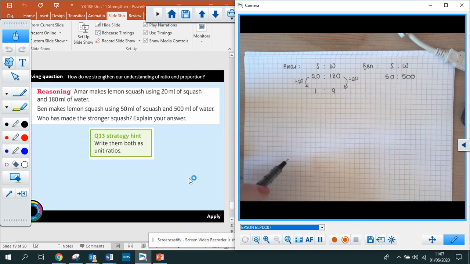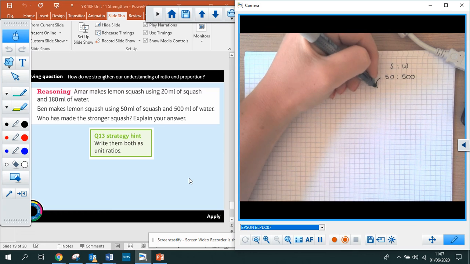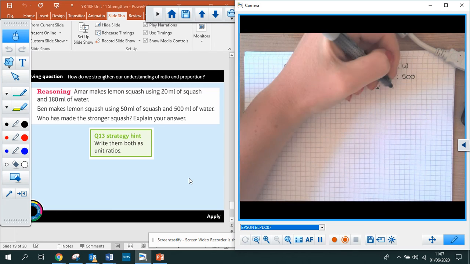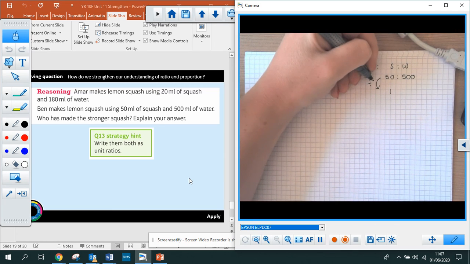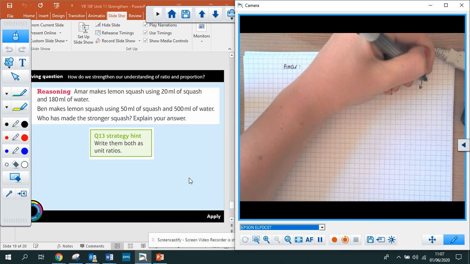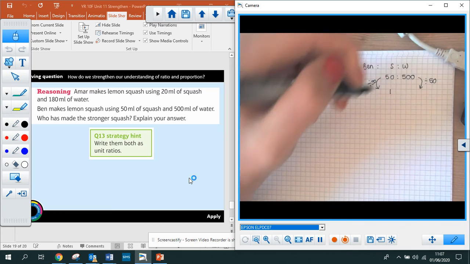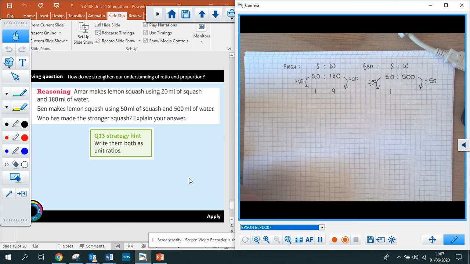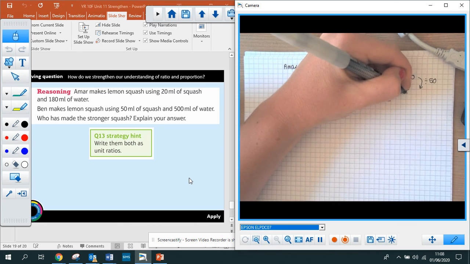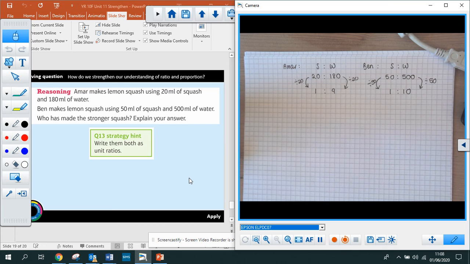What does Ben do? Well, we're going to pick the same one to be 1, so it's comparable. So this is going to be 1. We're going to divide by 50. So I need to divide the other side by 50. So 500 divided by 50 gives me 10. My ratio there is 1 to 10. So there's not much in it.